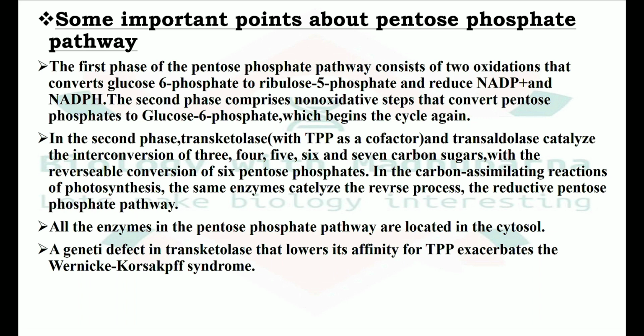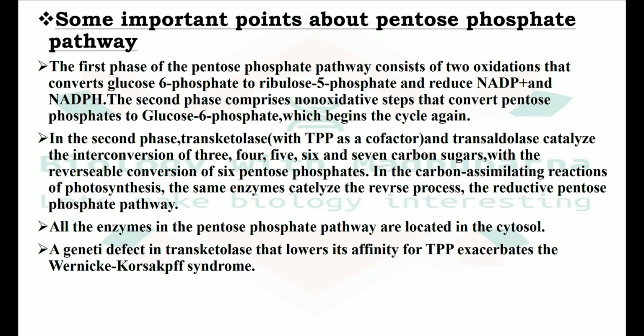In the second phase, transketolase, which requires TPP as a cofactor to work, and transaldolase catalyze the interconversion of 3, 4, 5, 6 and 7 carbon sugars with the reversible conversion of 6 pentose phosphates. In the carbon assimilating reactions of photosynthesis, the same enzymes catalyze the reverse process, the reductive pentose phosphate pathway. All the enzymes in the pentose phosphate pathway are located in the cytosol.